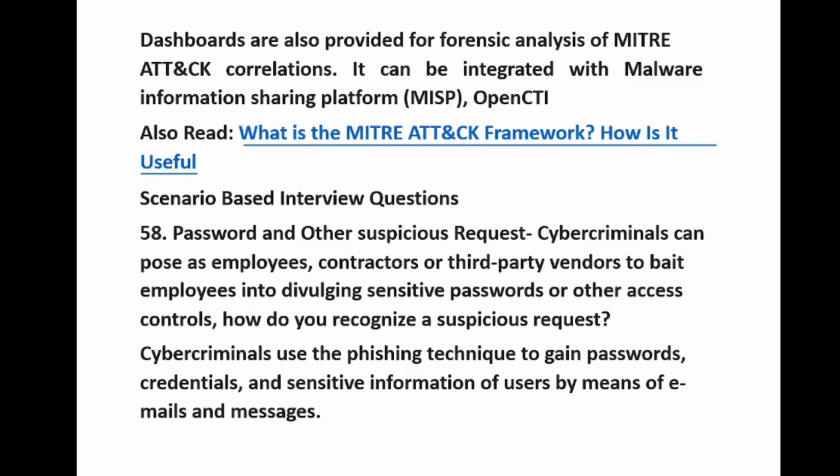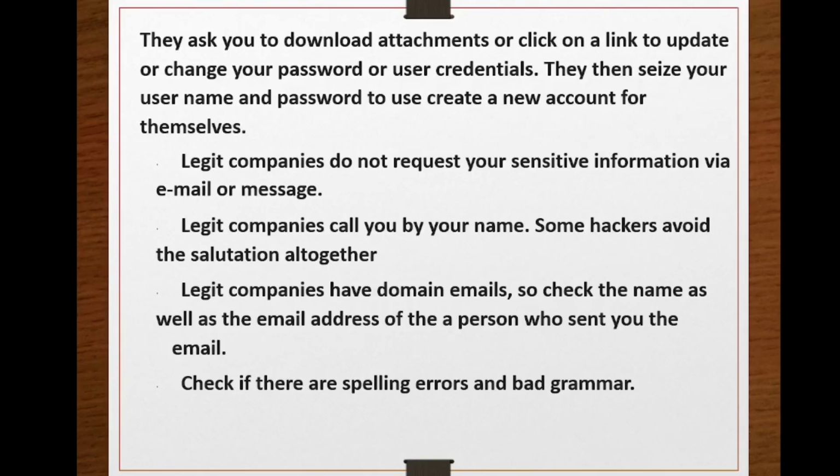Password and other suspicious requests. Cyber criminals can pose as employees, contractors, or third-party vendors to bait employees into divulging sensitive passwords or other access controls. How do you recognize a suspicious request like this? Cyber criminals use a phishing attack to gain passwords, credentials, and sensitive information of users by means of emails and messages. They ask you to download an attachment or click on a link to update or change your password for user credentials. They then seize your username and password to create a new account for themselves.